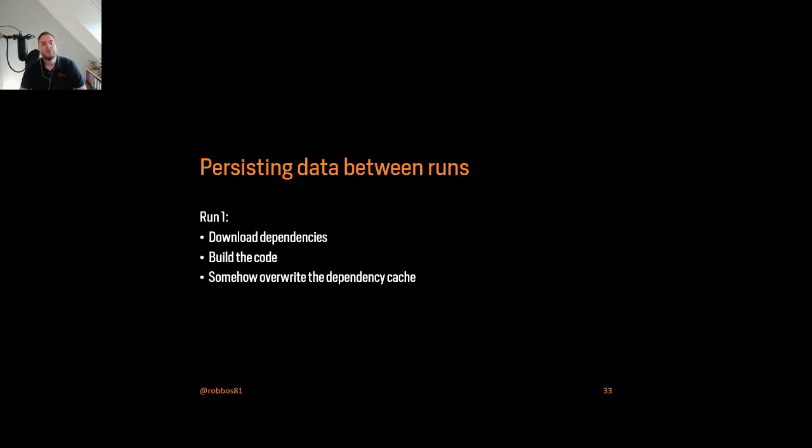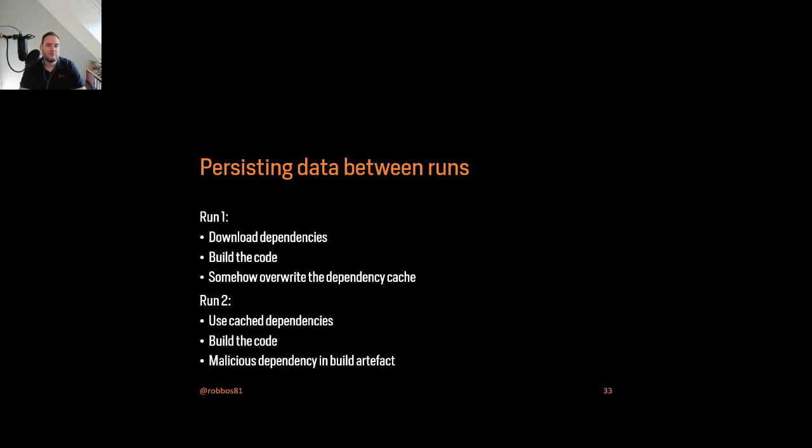Same goes with persisting data between runs. What if you have a run that downloads some dependencies, it will build your code, and then somehow during the build, an artifact of a package, for example, or a shell script overrides your dependency cache. All of a sudden, you're now running with the second run. It will use the cached dependencies, it will build your code, and all of a sudden you have malicious dependencies in your build artifacts. And what if the third run will be a different workflow, but running on the same runner? It could even still use your cached dependencies, and then that artifact will be toast as well.